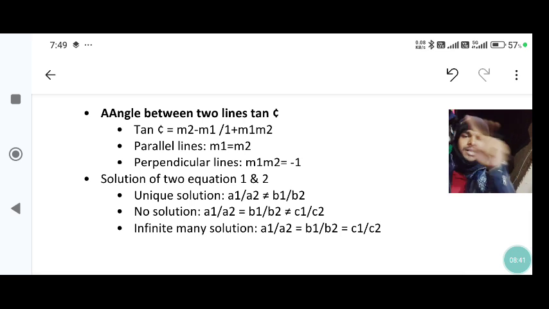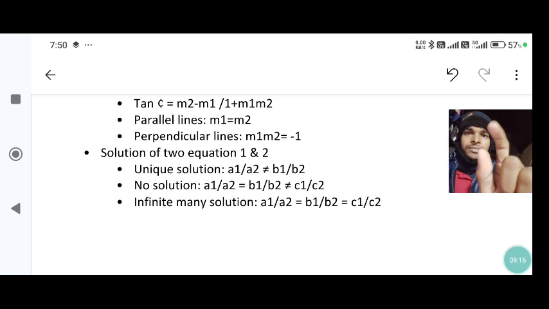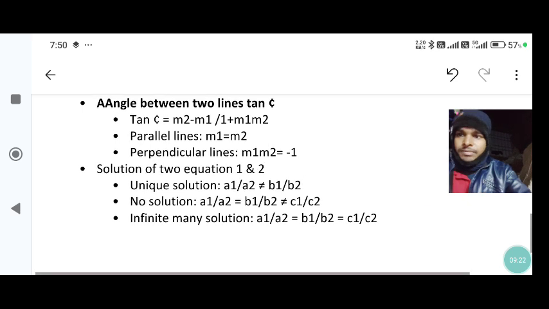Angle between two lines. If two lines are given and we have to calculate the angle between those lines, tan theta we will simply calculate as the difference of the slopes of those two lines and then 1 plus the product of the slopes of the two lines, means m2 minus m1 divided by 1 plus m1 m2. In case the lines are parallel to each other, the slopes will be equal, m1 is equal to m2. And if the lines are perpendicular to each other, then the product m1 m2 is minus 1.